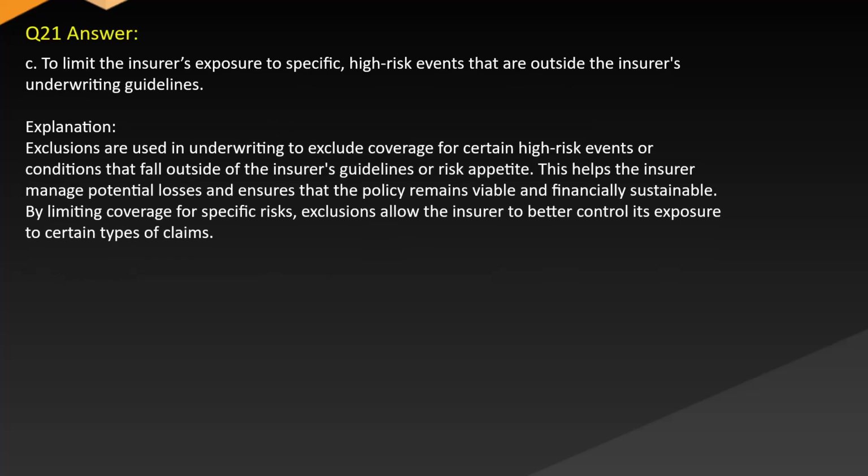Answer. C. To limit the insurer's exposure to specific high-risk events that are outside the insurer's underwriting guidelines. Explanation. Exclusions are used in underwriting to exclude coverage for certain high-risk events or conditions that fall outside of the insurer's guidelines or risk appetite. This helps the insurer manage potential losses and ensures that the policy remains viable and financially sustainable. By limiting coverage for specific risks, exclusions allow the insurer to better control its exposure to certain types of claims.